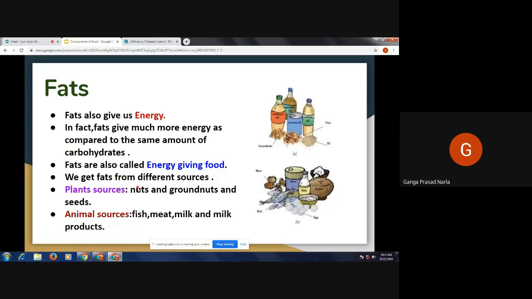For example, groundnuts. If you observe, your mother uses oil while cooking. The oil contains fats. From where do we get oil? Groundnut, sunflower seeds. Oils contain fats, and these are all plant sources. Now the animal sources.